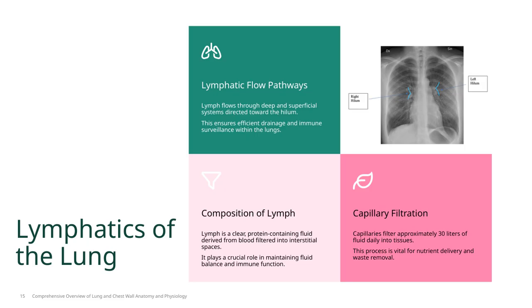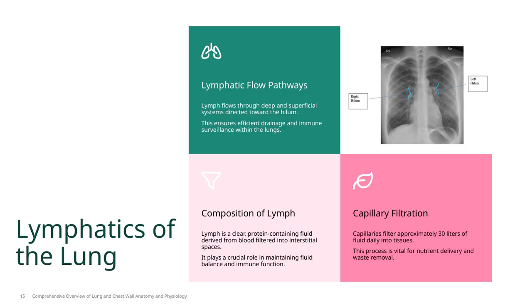Moving on to the composition of lymph, it's a clear fluid that contains proteins and is derived from blood. Blood gets filtered into the interstitial spaces, and this filtered fluid becomes lymph. This process is vital because lymph helps regulate fluid levels in tissues and plays a key role in immune function, effectively carrying immune cells to where they're needed.